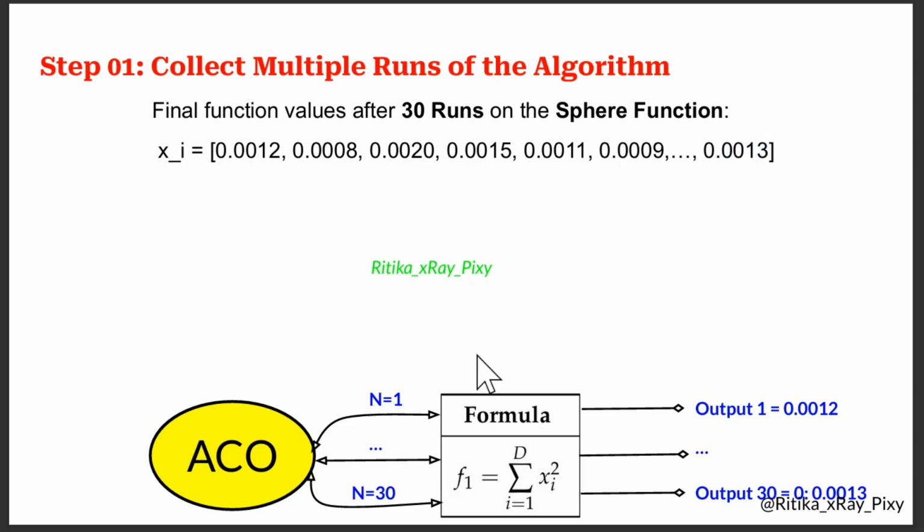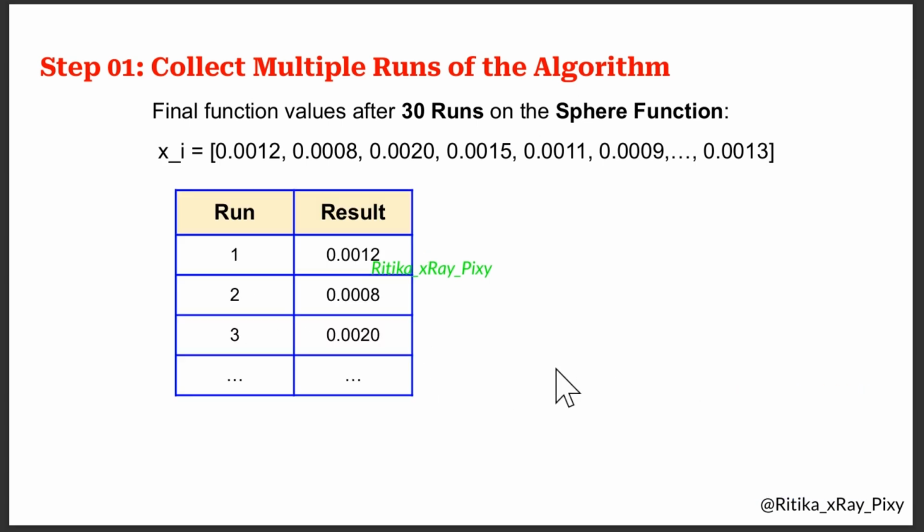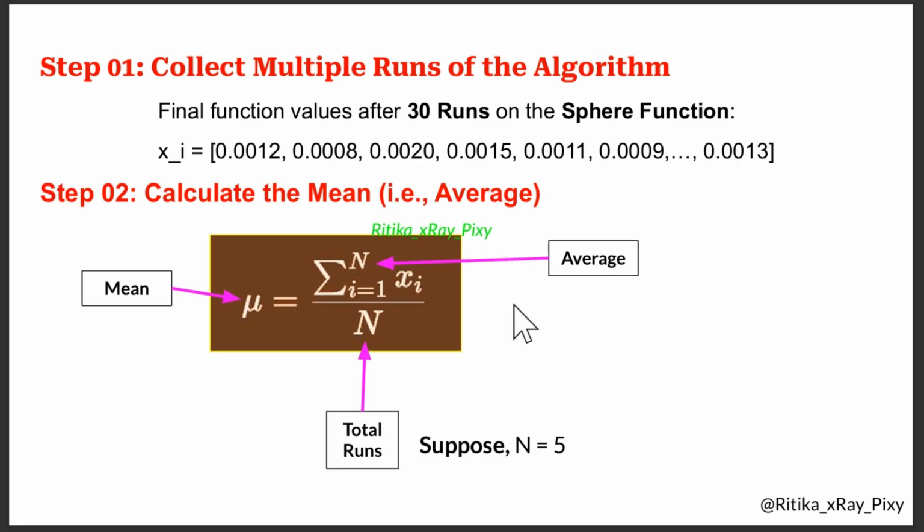So here each value represents a solution quality found by the algorithm in a particular run. Now the next step is to calculate the mean, that is the average. The mean represents the average performance of the algorithm across multiple runs, and we will calculate it using 1/n, where n is the total number of runs. Then we have its average.